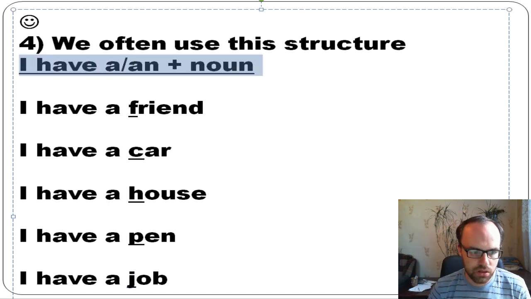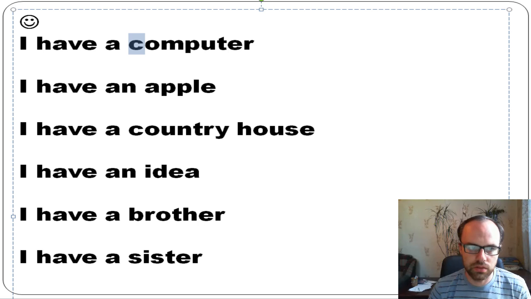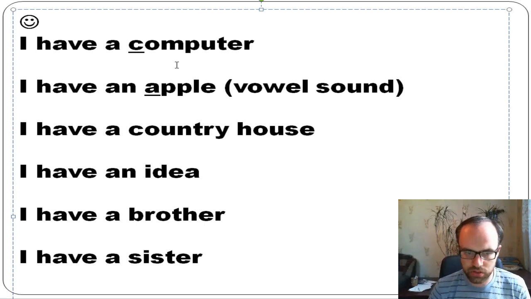Good. Okay, so I have a computer. Consonant. But I have an apple. It's a vowel sound. So you say I have an apple. I have a country house. Consonant. I have an idea. Vowel, so an. I have an idea. I have a brother. Consonant, a. I have a sister. Consonant, so we use a.